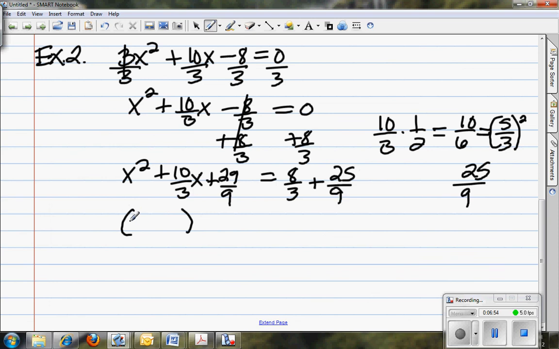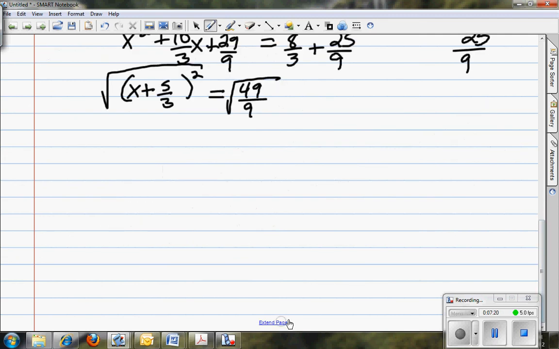All right, so here we have a perfect square binomial, which is going to be x plus 5 thirds squared. And if we compute everything on this side, we're going to end up with 49 ninths. Taking the square root of both sides to finish solving. Scoot up a little bit.